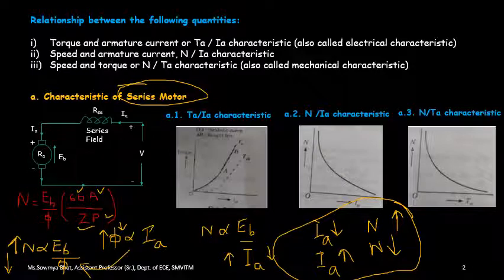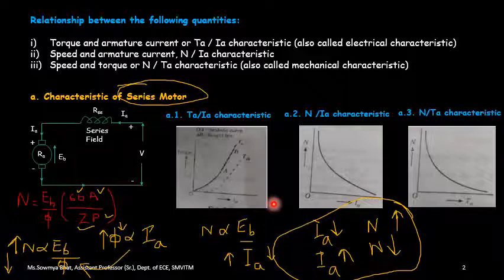So the graph you are going to obtain is the second type shown here, with the x-axis representing the armature current IA and the y-axis representing the speed of the DC series motor, N. So it is inversely proportional. Where speed is increased, you have the value of armature current very low. Where speed is decreased, you have the armature current very high. So this is the relationship between speed and the armature current.